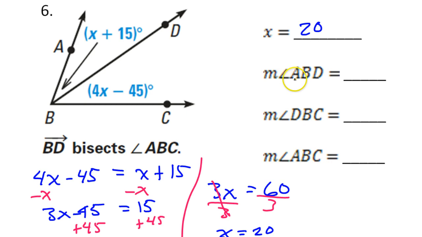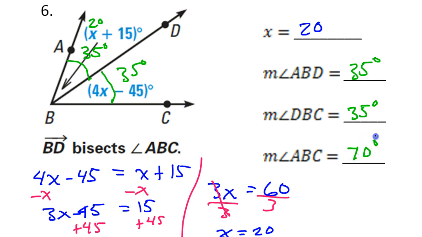So let's find the measure of angle ABD. ABD is this top angle up here. So I guess we're finding this. But if x is 20, alright, that makes this 20 plus 15. That is 35 degrees. So ABD is 35 degrees. Now DBC has to be congruent, so it is also 35 degrees. Measure of angle ABC is the total of these two, so that's going to be 70 degrees.